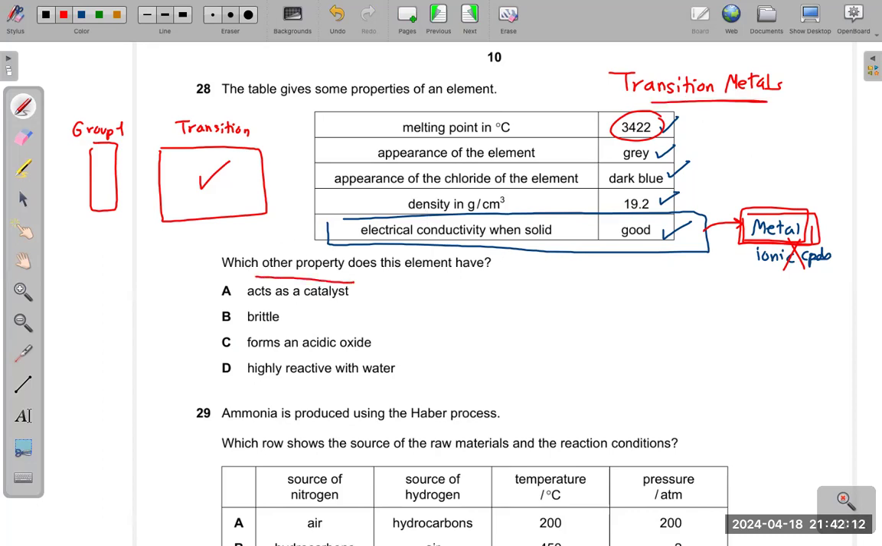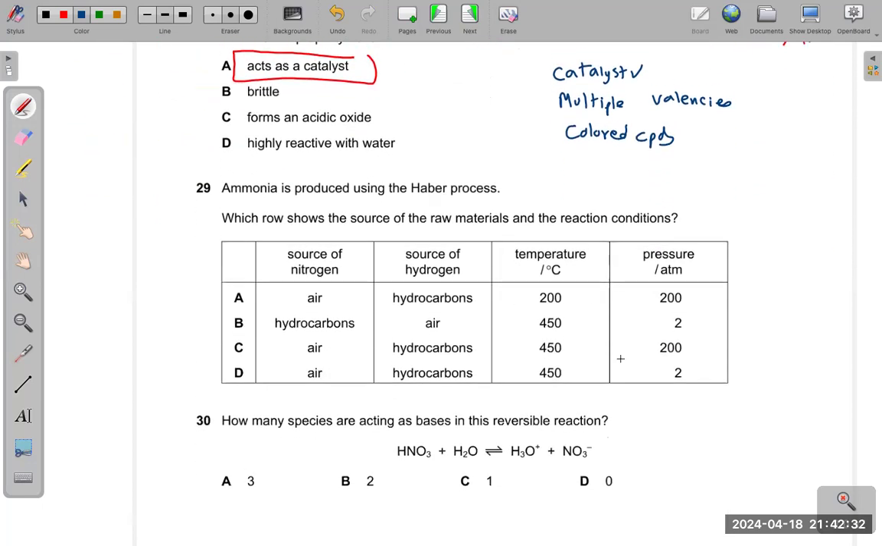It acts as a catalyst. Don't forget the three properties of the transition metals. They act as catalysts. They have multiple valency, so they can be +2, +3. And they make colored compounds.